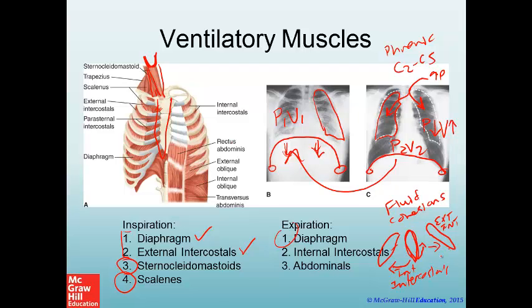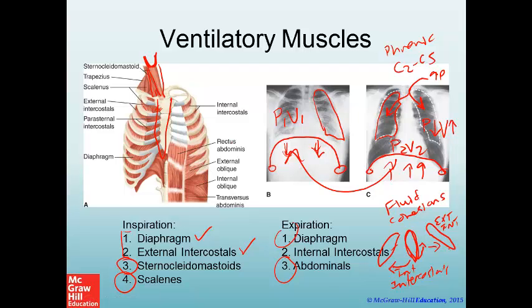So that the volume in the horizontal plane decreases. And then if you really want to blow up a balloon or do some really forceful expiratory maneuver, you can use the abdominal muscles. And the abdominal muscles contract. It pushes the abdominal contents up against the diaphragm.